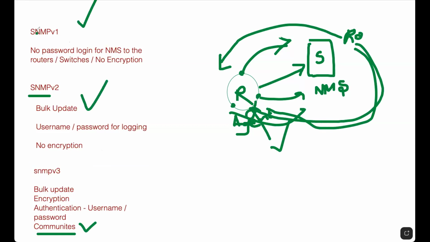So again, SNMP version 1 is the oldest version. No encryption, no password, no bulk updates. SNMP version 2 has the bulk updates feature. Authentication is there, but encryption is not there, and communities, meaning role-based access, is also not there. SNMP version 3 does have all the features. It has password authentication, bulk updates, encryption, community-based authentication with read-only, read-write separations like role-based access.